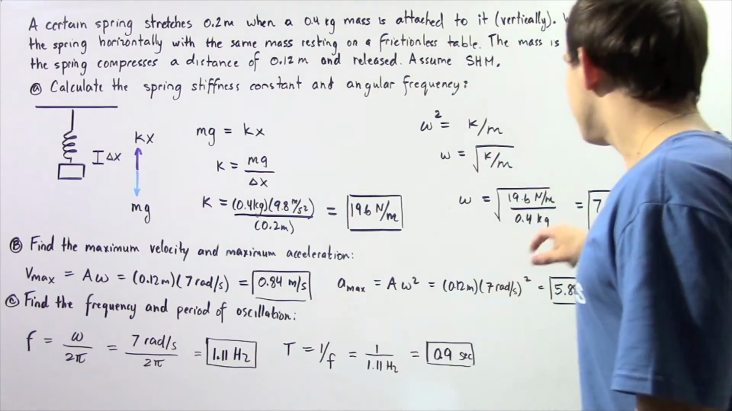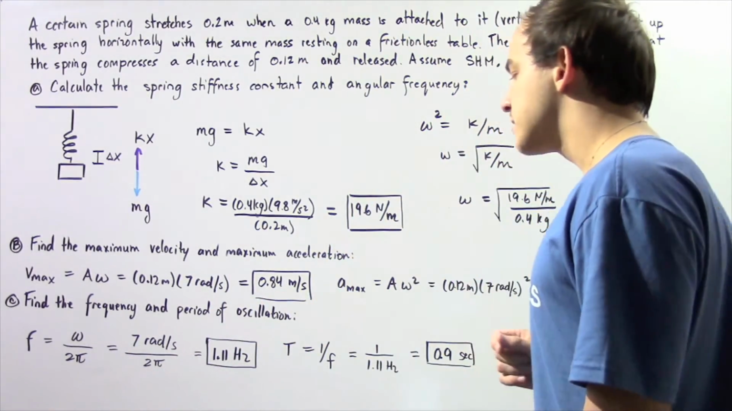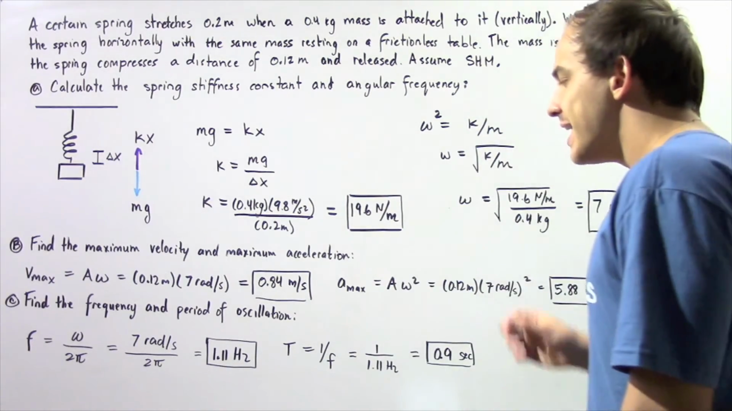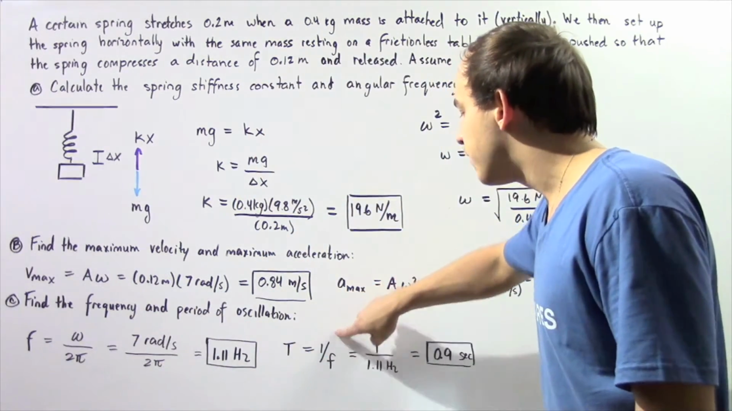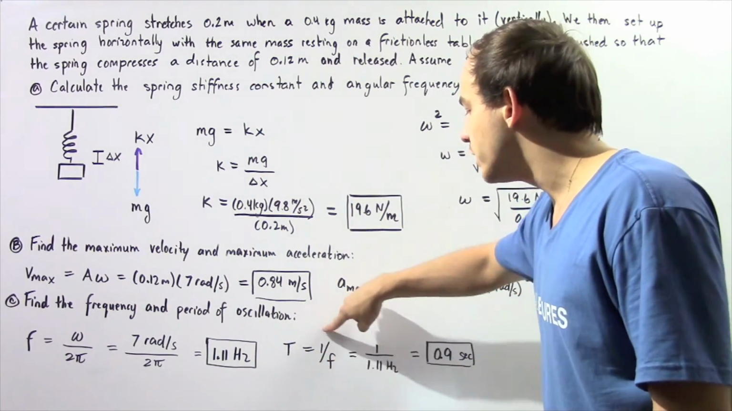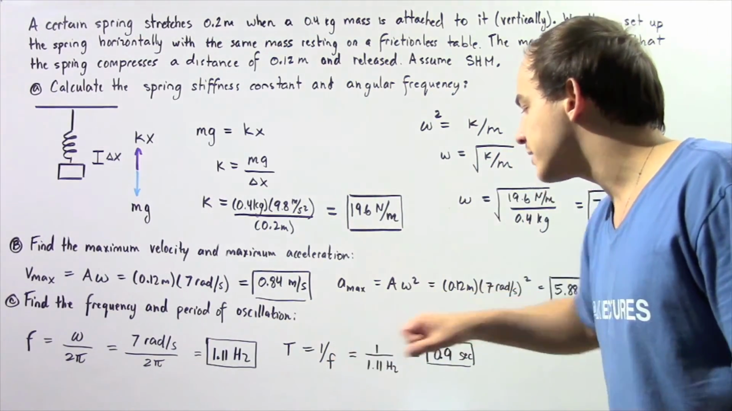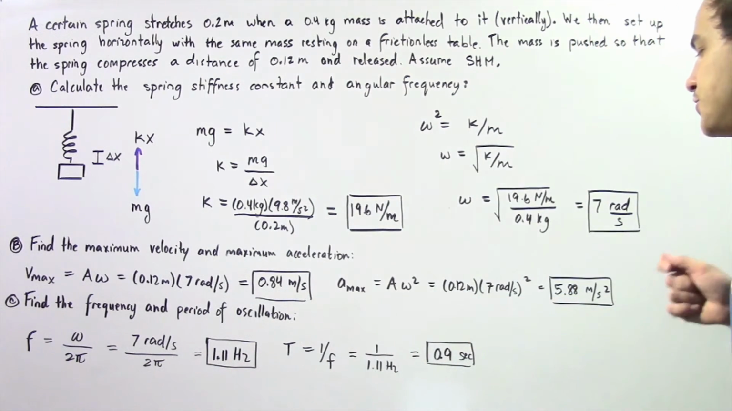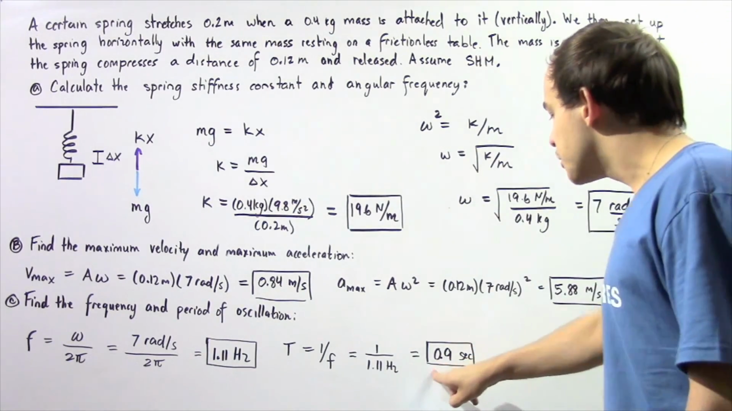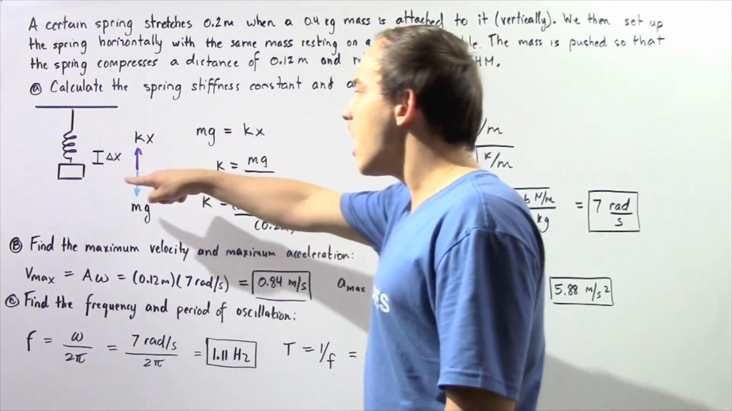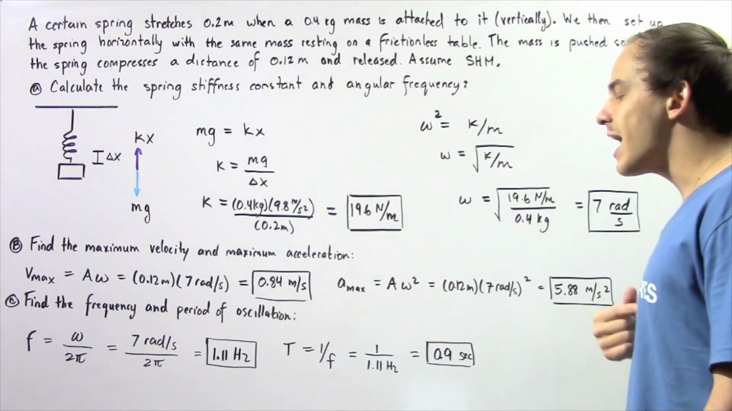So we know that the angular frequency is 7 radians per second. Divide that by 2 pi and we get approximately 1.11 hertz. Now to find the period, we simply take our f and we find 1 divided by f, because the period is equal to 1 divided by f. So we plug in our 1.11 hertz into our denominator and we get approximately 0.9 seconds is the period. In other words, it takes 0.9 seconds for our object to complete one entire cycle, to complete one entire oscillation.